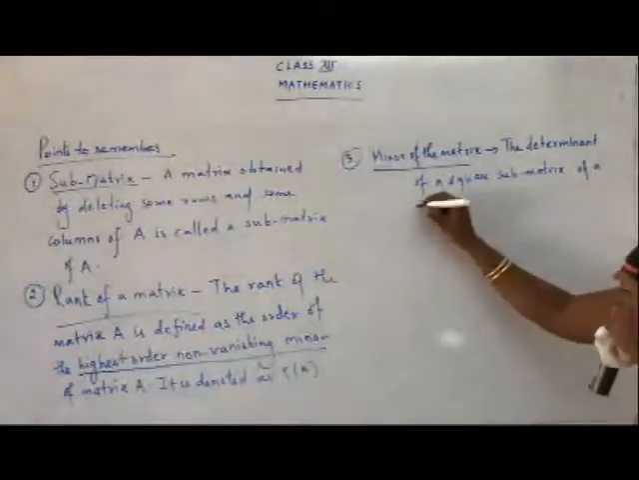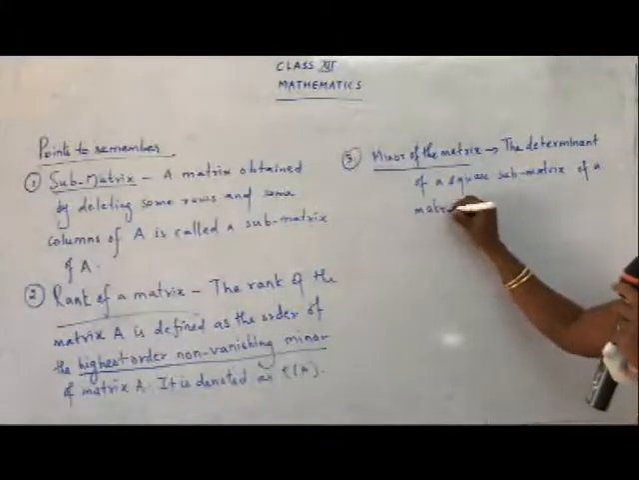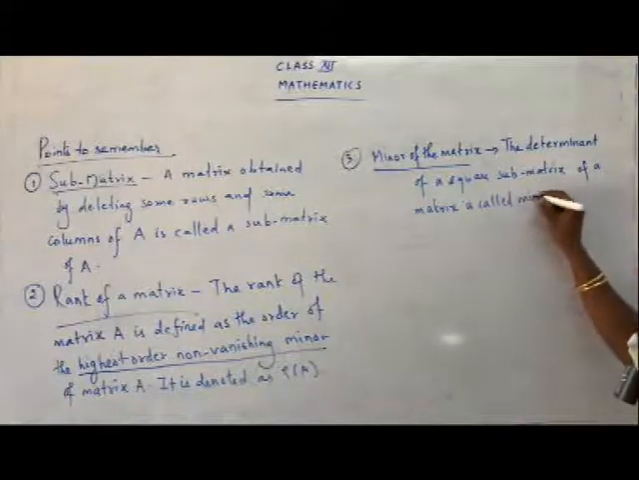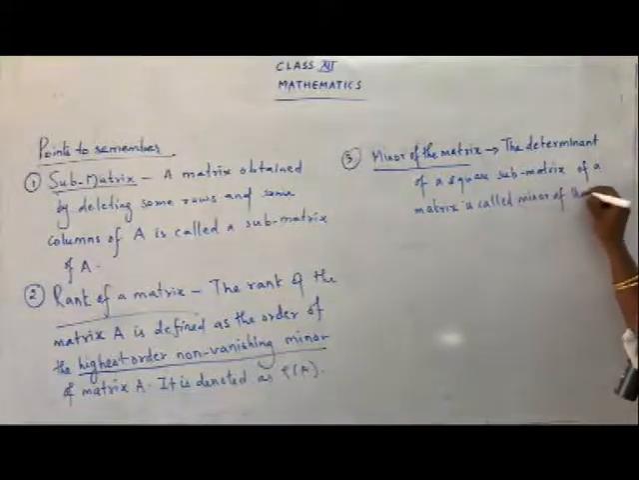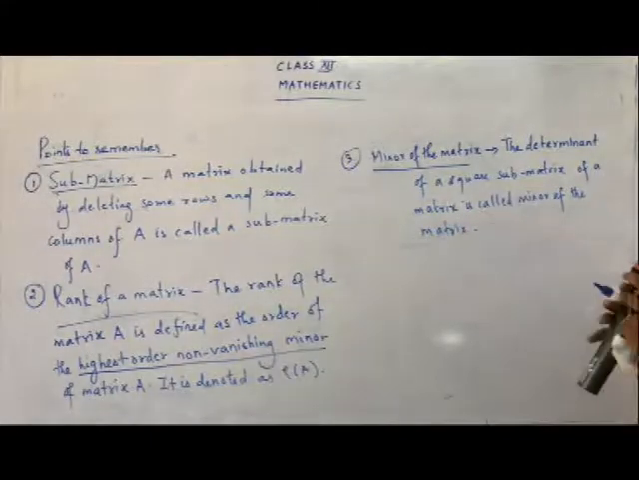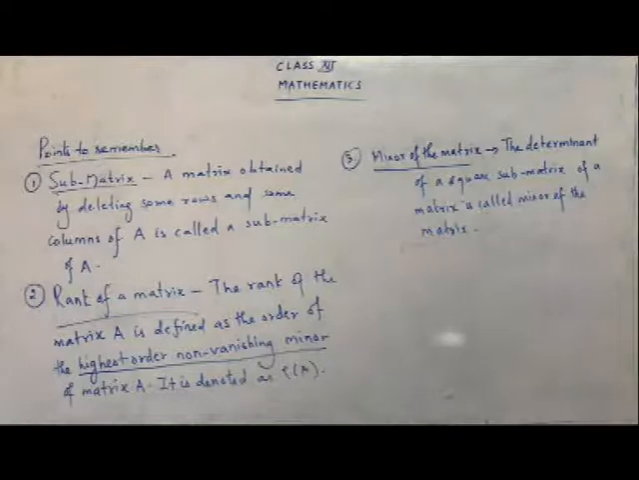Of a matrix is called minor of the matrix. So we have to know all these 3 points. Once we are thorough with this point, once we are clear with what is the submatrix, what is a minor and what is the rank, we can just proceed for exercise 1.2.